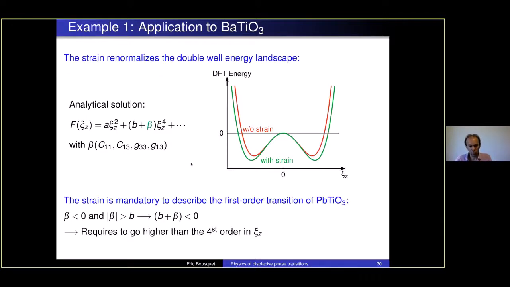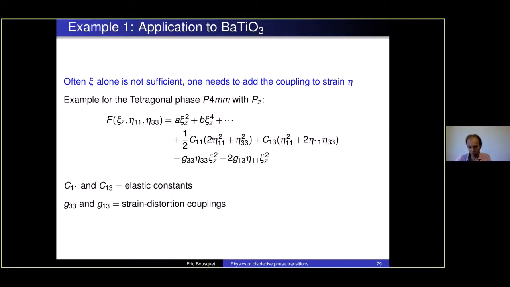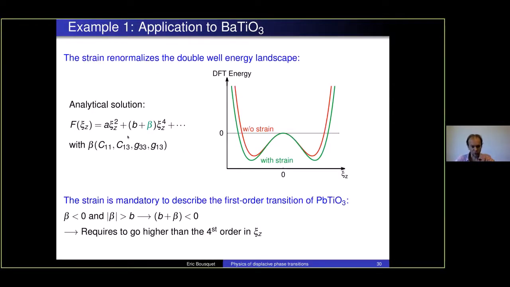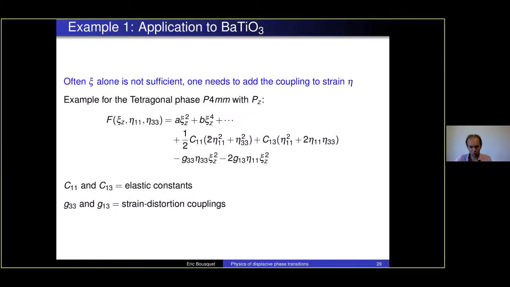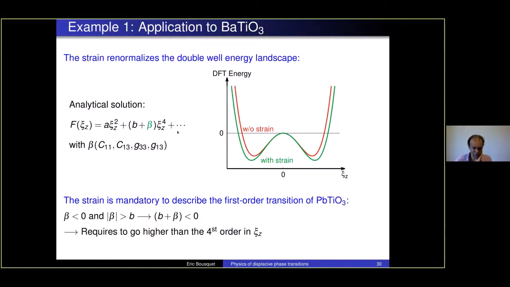And out of that, why adding the strain is quite important is because if you solve again the previous expression analytically with only polarization along z, you find that the strain is going to renormalize the nonlinear term, the power 4 term in Xi. This beta correction is just going to come from that. So you have C11, C13, G33, and G13, and when you solve that, setting the derivative equal to 0, you find a solution that gives you a renormalization of the Xi^4 term.